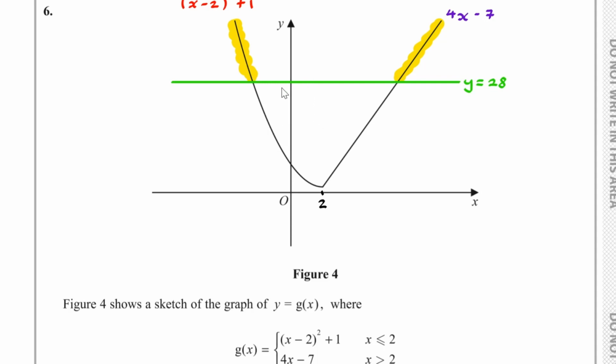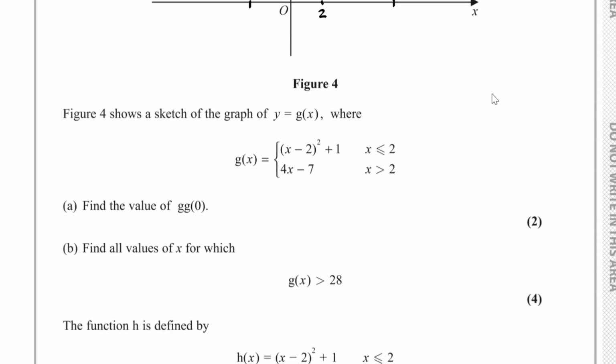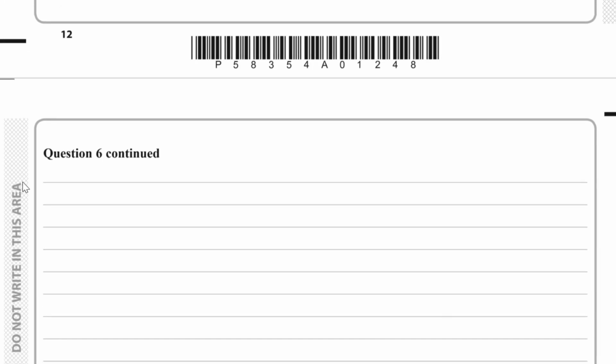So we'd have to find this bit and this bit. And for us to do that, we can solve (x - 2)² + 1 with y equals 28, and we can also solve 4x - 7 with y equals 28. So let's do that. For part B, we begin with (x - 2)² + 1 equals 28.